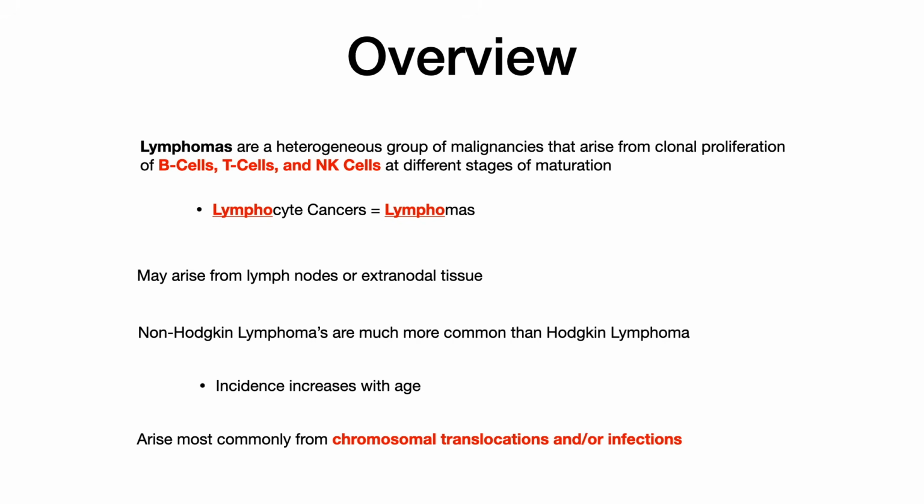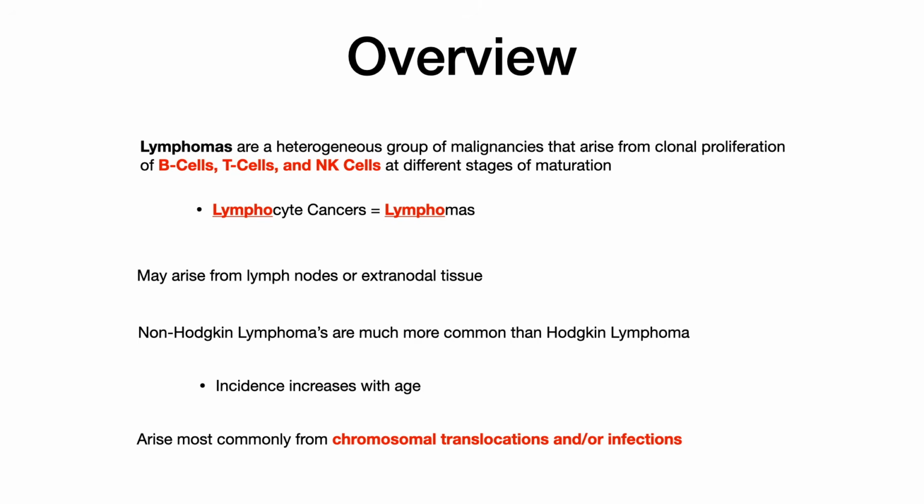And so if you understand the basic immunology and physiology of a lymphocyte, it makes understanding lymphomas much easier. So I would encourage you, before you view this video, make sure that you understand the basics about all your different types of lymphocytes. Now, lymphomas may arise from lymph nodes or extranodal tissue. Non-Hodgkin lymphomas are much more common than Hodgkin lymphoma.